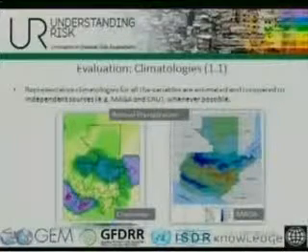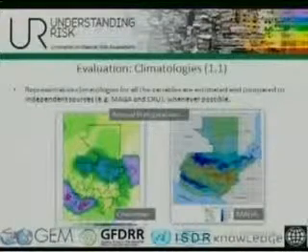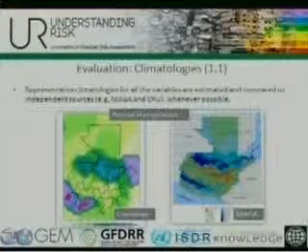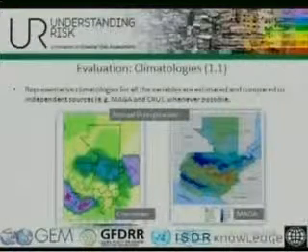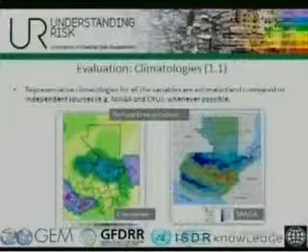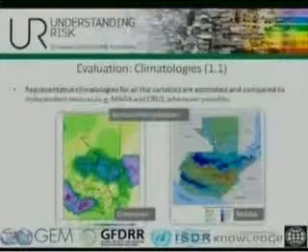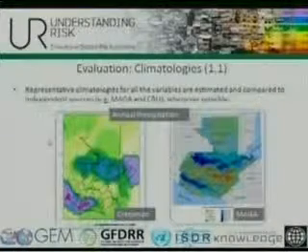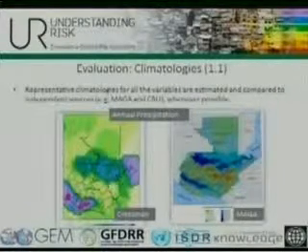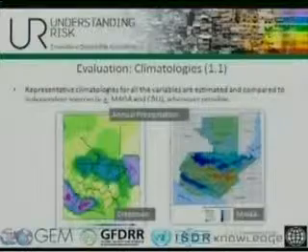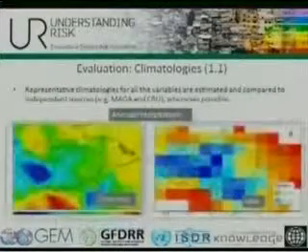And also, as part of the evaluation, I usually like to develop climatologies because they give you an idea if the patterns make sense. And this is a climatology from the annual precipitation and from an independent source, in this case the Ministry of Agriculture of Guatemala. And the patterns and the range of values are very similar for both.